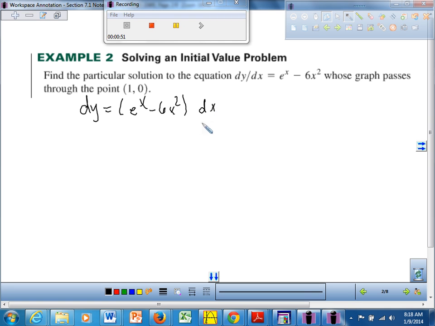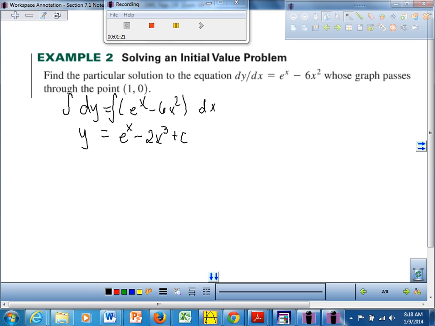What do I do next? Integrate both sides. So I'm going to combine them into the same step. All right. On the left, we get y. We'll manage our constants on the right. On the right, we get our favorite integral. The integral of e to the x is e to the x minus 2x cubed. And we need a plus c. So there's our general solution.